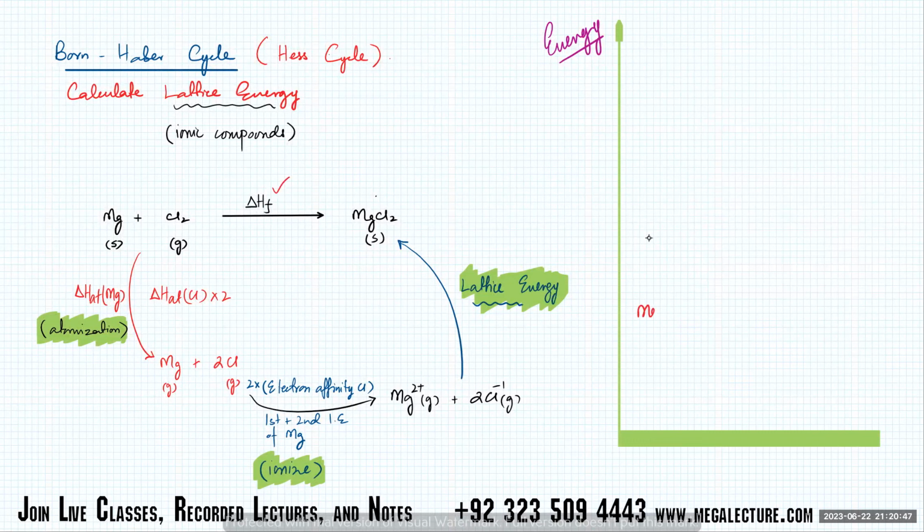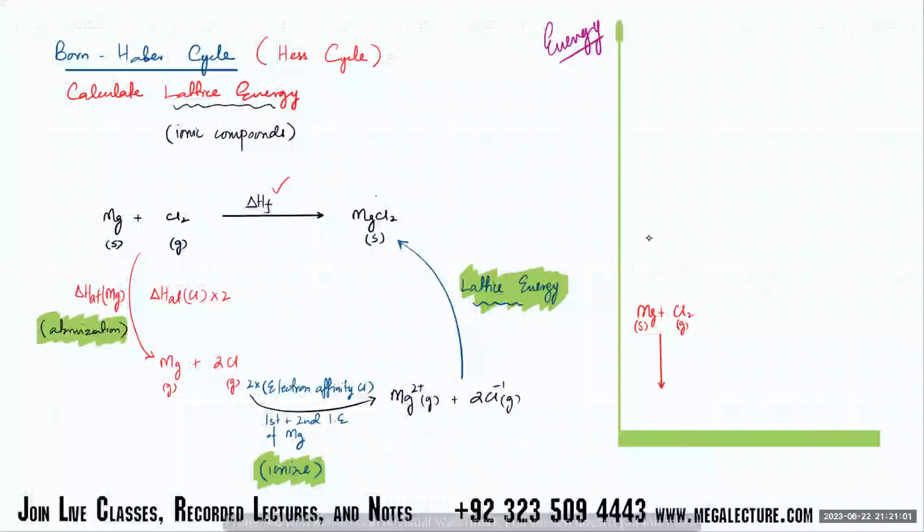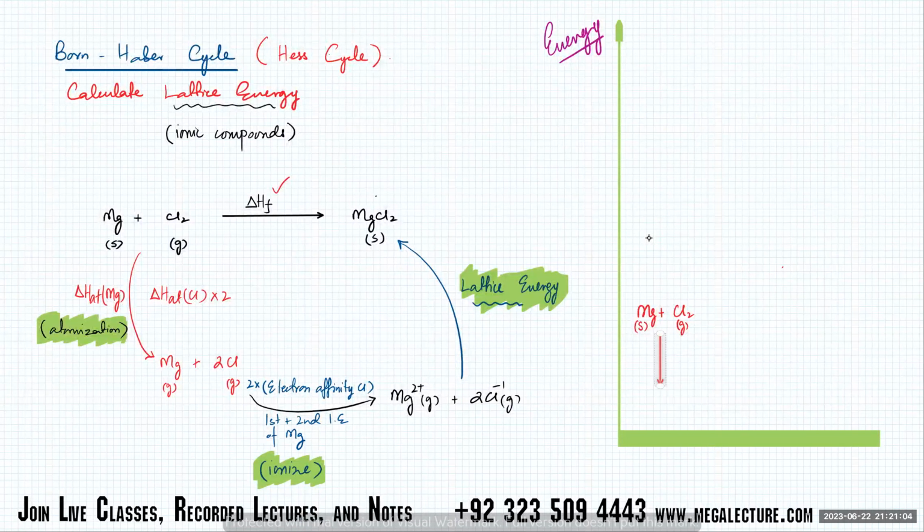It's Mg plus Cl2, and since enthalpy of formation is exothermic, it's forming 1 mole of MgCl2 solid. So that's my delta HF. That's the first thing. Remember, I'm drawing the same cycle. Then I have to, what do I need to do? I need to atomize the elements. Atomization is you're breaking bonds. So that's endothermic. So the arrow needs to go upwards.